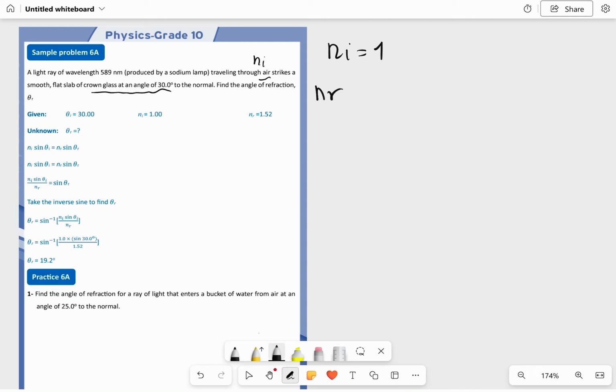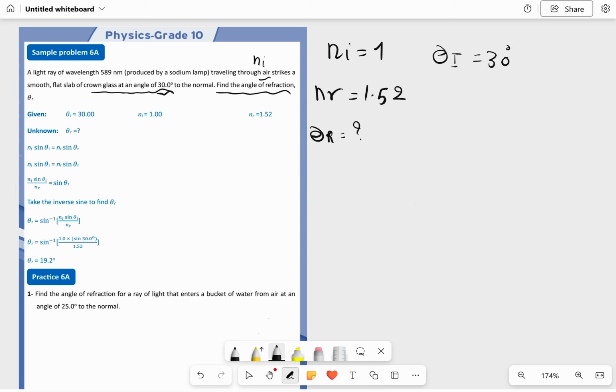For some reason the screen is not moving, so I'm just going to tell you, Nr is equal to 1.52. If you go back to the table, you'll see that crown glass is equal to 1.52. Now it says, find the angle of refraction. So theta r is equal to what? Now we have theta i, which is the angle of incidence, equal to 30.